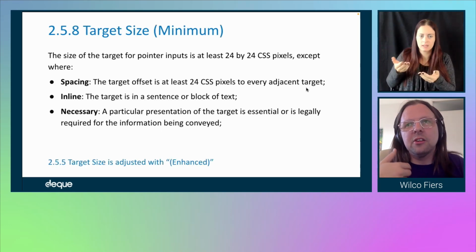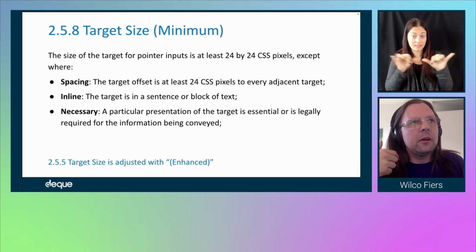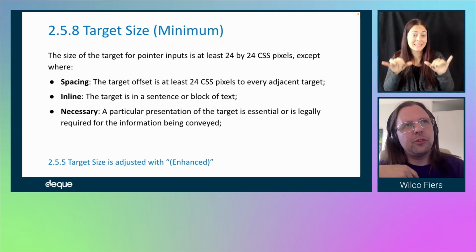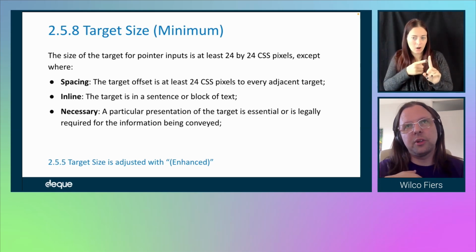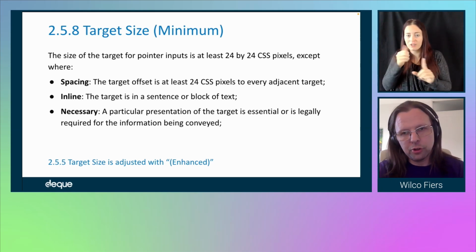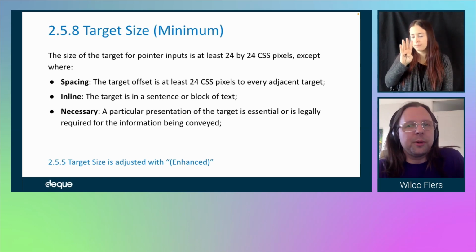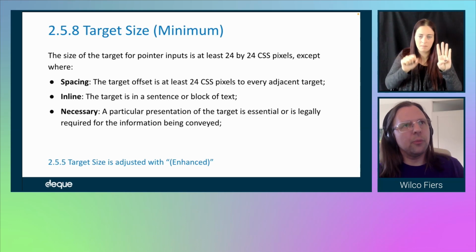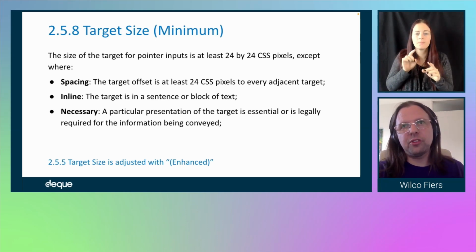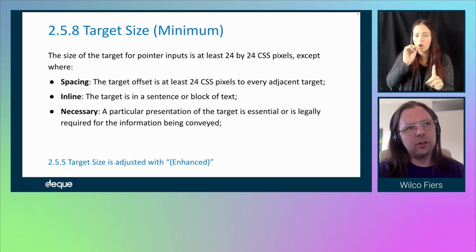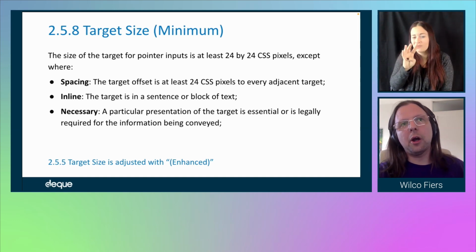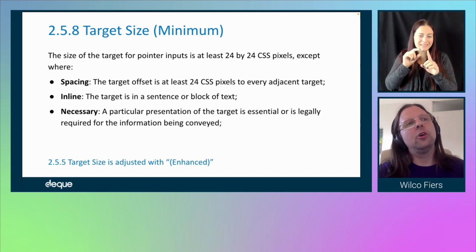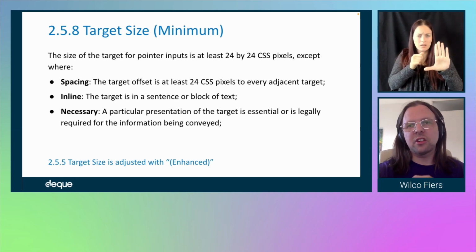Target size is the success criterion that says the size of the target of a pointer input is at least 24 by 24 CSS pixels. So a button needs to be 24 by 24 pixels. Except where the offset is 24 CSS pixels to every adjacent target, except where the target is inline, so like a block of text or in a sentence, or where the presentation is essential.